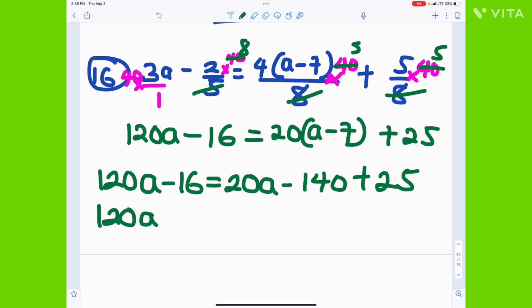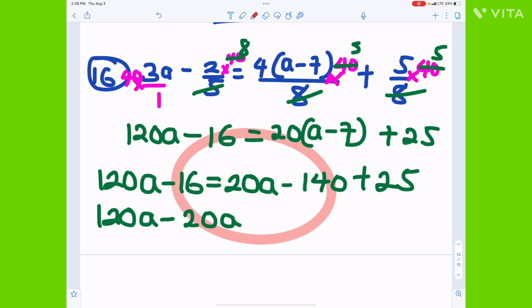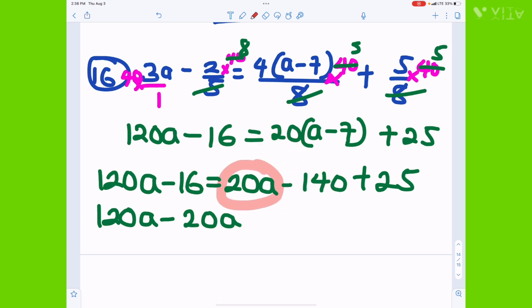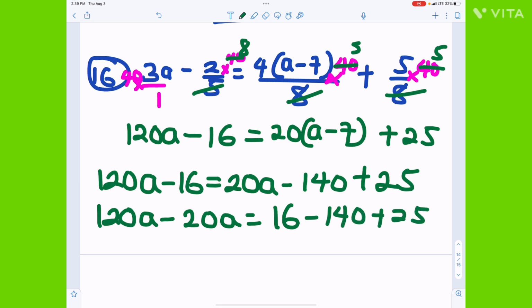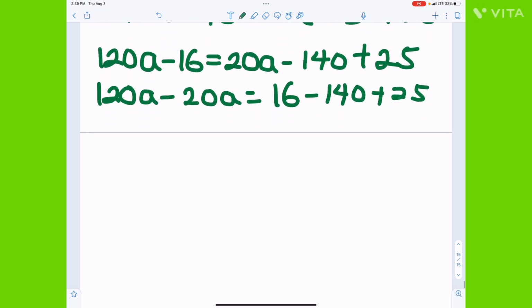So I'm going to collect like terms now. 120a minus 20a. I've taken this 20. It's positive here. When I bring it to the right, it's positive here. When I bring it to the left, it will become negative, minus 20a. So that's 120a minus 20a is equal to 16 minus 140 plus 25. What does that give you?